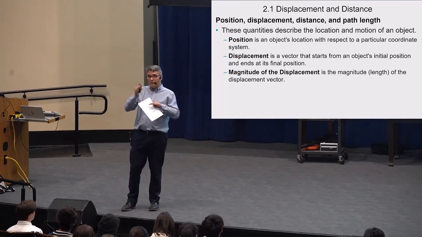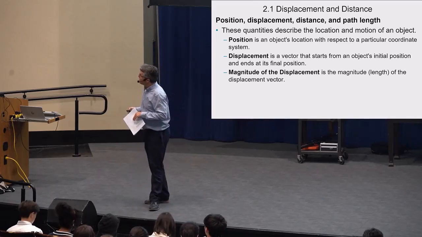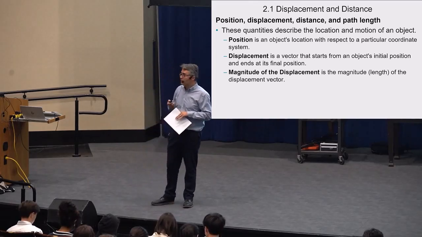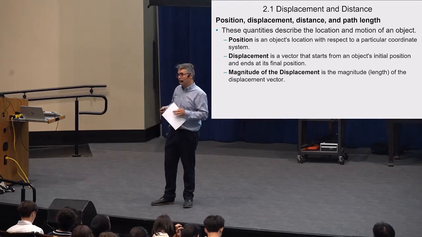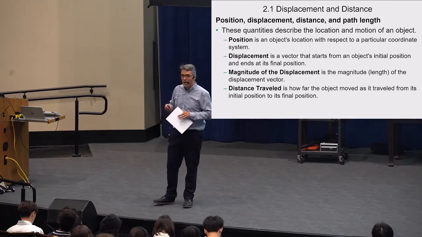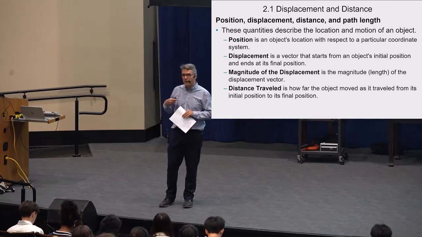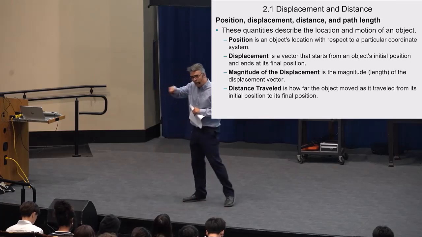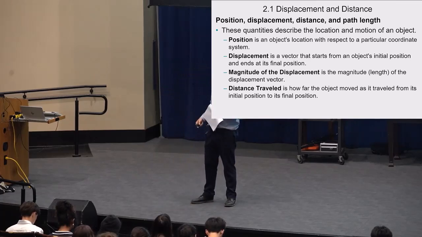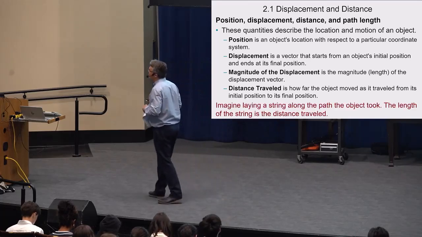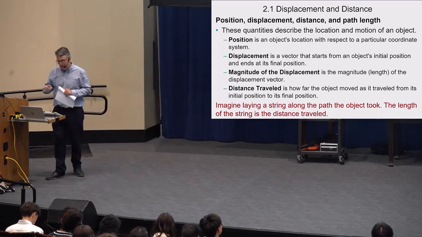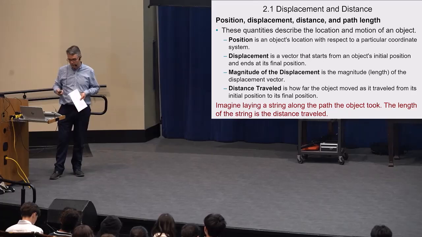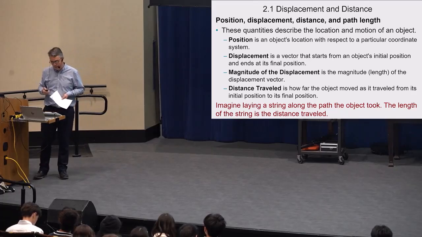Displacement is your change in position. So we usually do the final minus the initial. And then the magnitude of the displacement, since displacement is a vector, you can have how far that vector is. And then there's another thing, sometimes called path length, also called distance traveled, which is how far an object may have moved during that time, from whatever initial time to final time. So path length, imagine laying a string along the path that the object took. The length of the string is the distance traveled. We'll try to do some examples of that today.